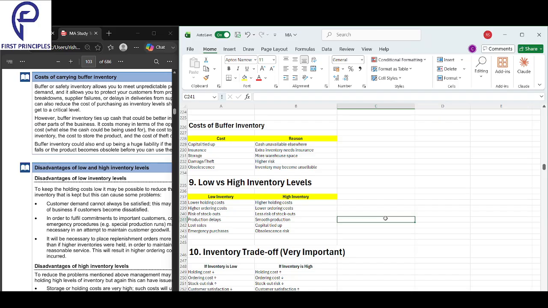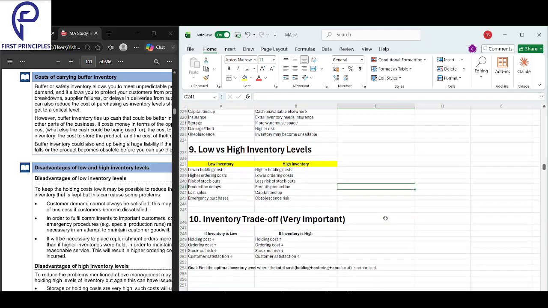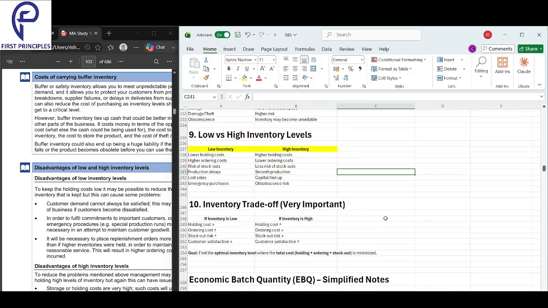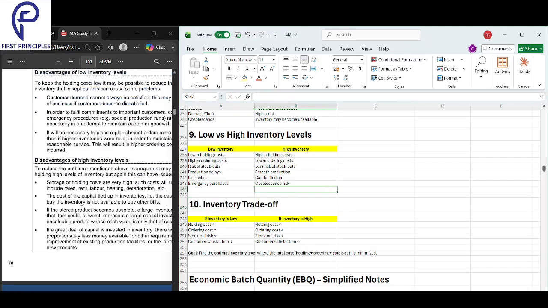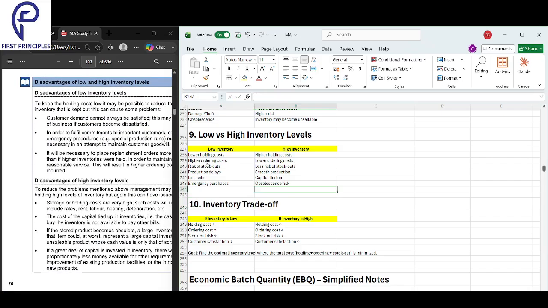Your money is tied up also. If you buy extra goods and keep extra goods, your money is tied up. You need money for insurance. You need money for storage. Your goods can get damaged. There can be theft. Your goods can become obsolete. So keeping extra inventory is also a problem, because even if you buy extra inventory, your money is tied up.